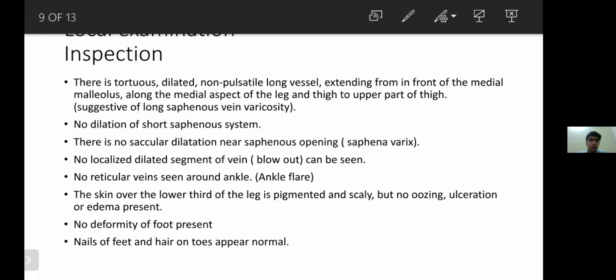Okay, so first of all, what is the difference between varicose veins and, as she has pointed out, ankle flare and telangiectasia or reticular veins? What is the reticular vein? What is telangiectasia? And what are varicose veins?